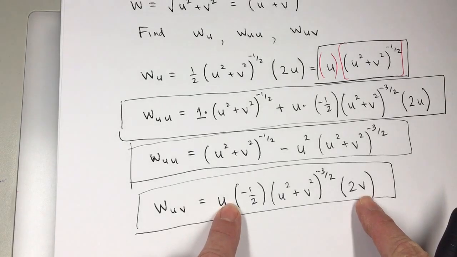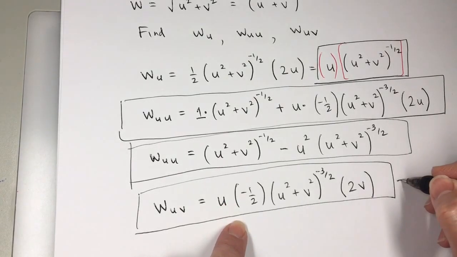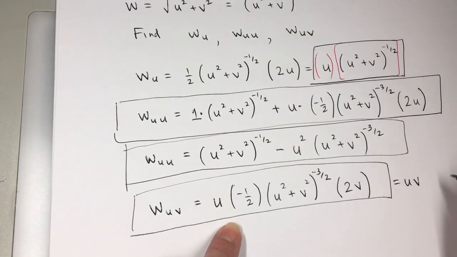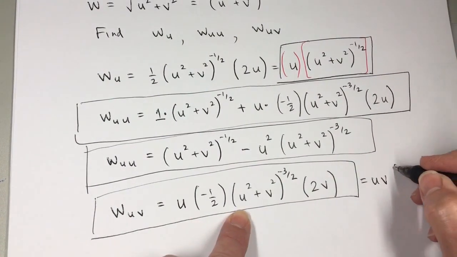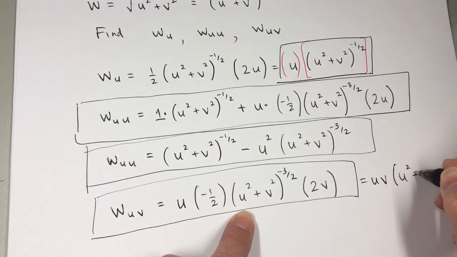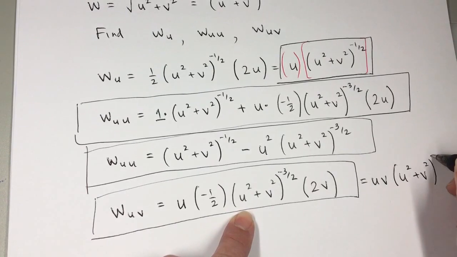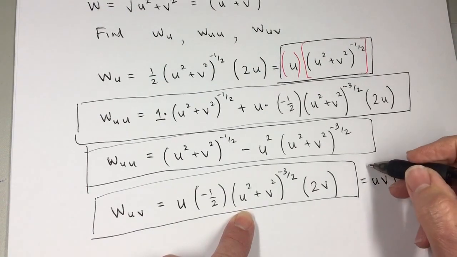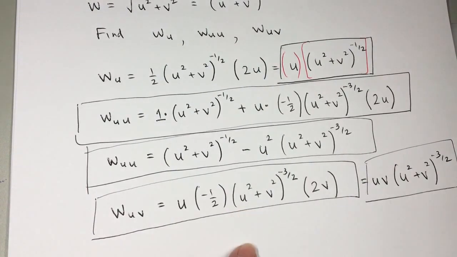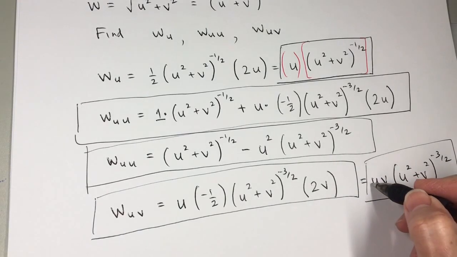I will write the u times v first. U times v times u squared plus v squared to the negative 3/2. Wouldn't that be a negative? Oh, it is. Thank you. Is that what y'all's hands are up for?